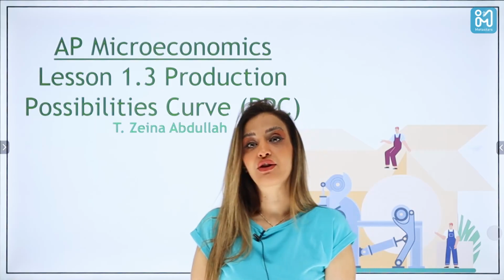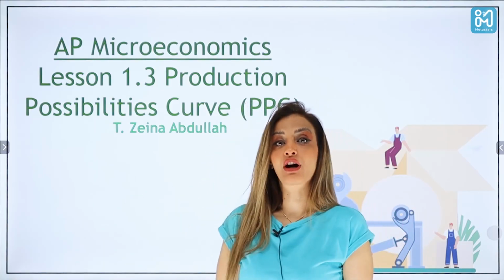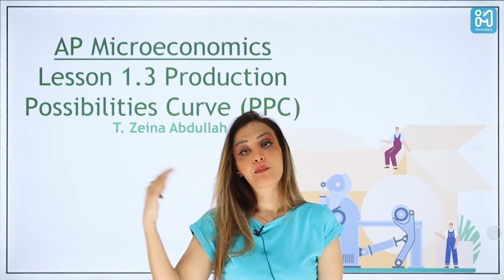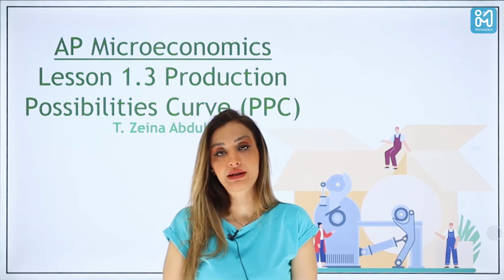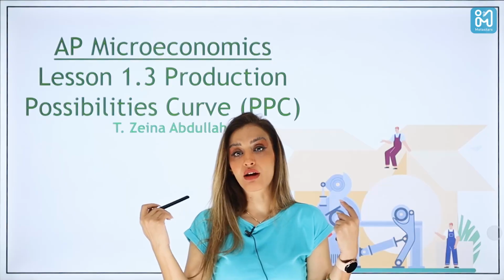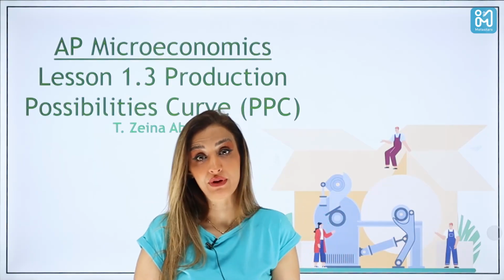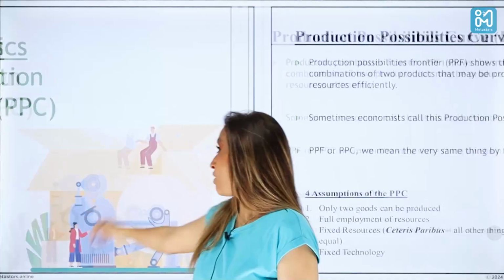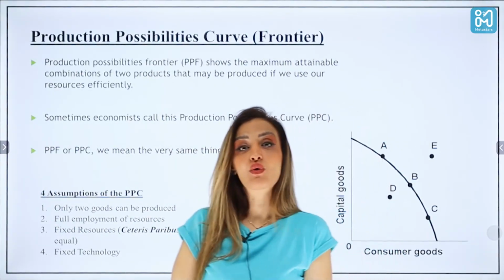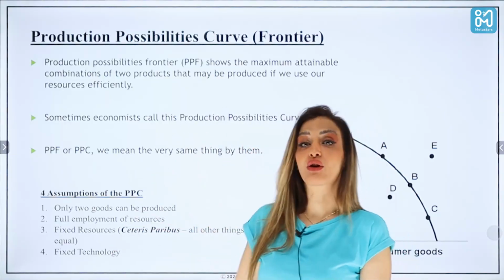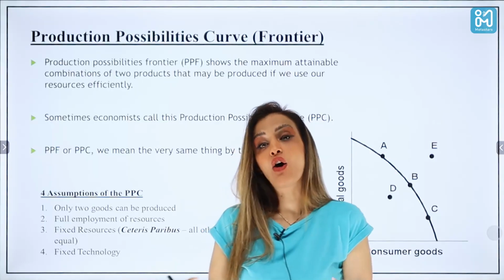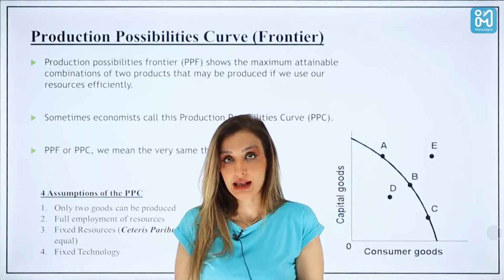In this lesson, we're going to learn a new concept in microeconomics, which is called the production possibilities curve, PPC or PPF. Production possibilities frontier or curve, it's the same. We're also going to see that this concept is related to what we learned in previous lessons, and how the PPC works. PPC shows the maximum attainable combinations of two products that may be produced in an efficient way, while we're using our resources efficiently.